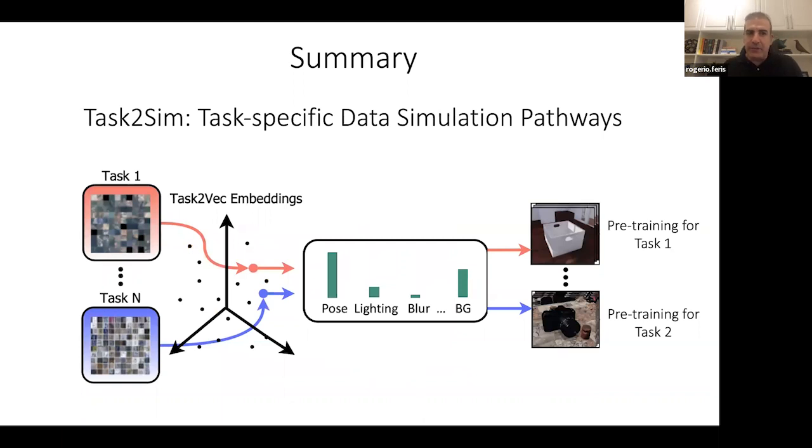And finally, I described how this idea could be extended to work on the data aspect, where we have task-specific data simulation pathways, where the goal is to adaptively select simulation parameters so that we could generate pre-training datasets that are task-dependent in order to maximize transfer learning performance.